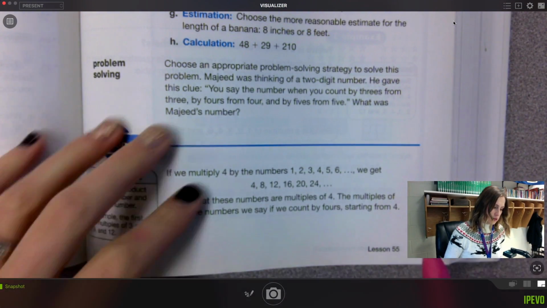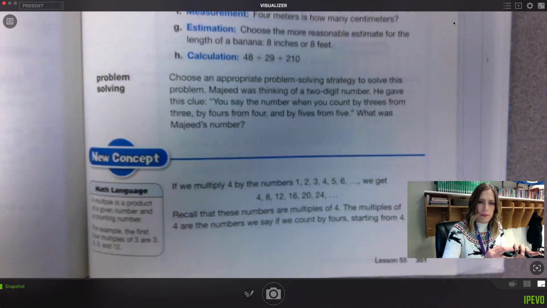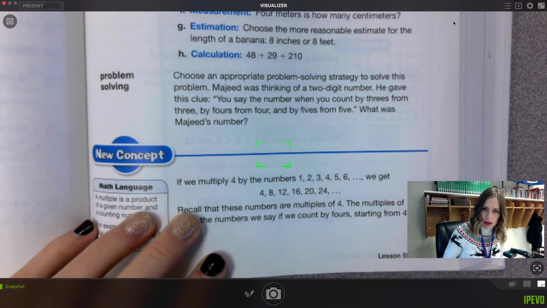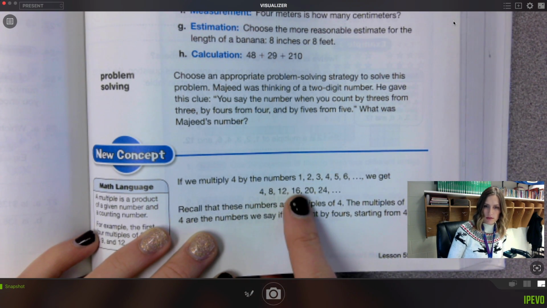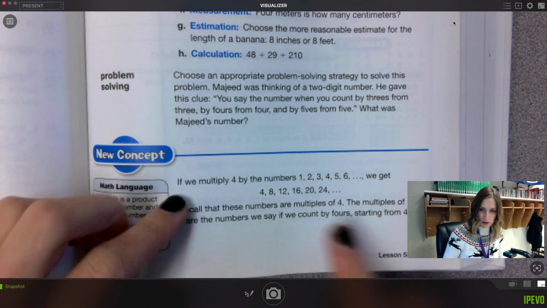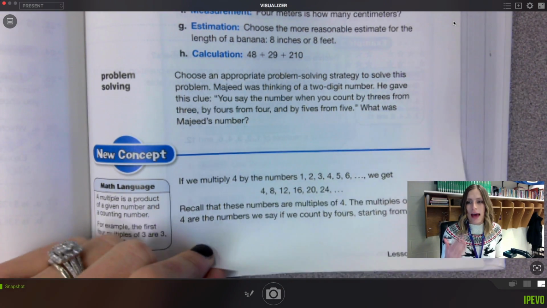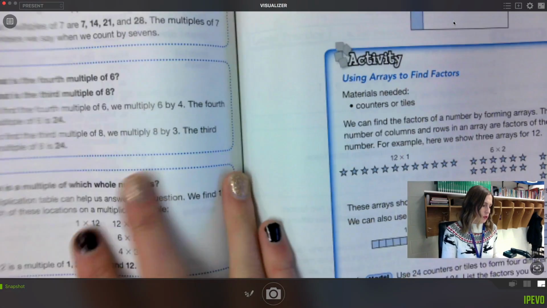Today our new concept is prime and composite numbers. If we multiply by 4, we get 4, 8, 12, 16, okay? These numbers are the multiples of 4. That's what you're thinking when you're counting by a number. That's what you get with the multiples.